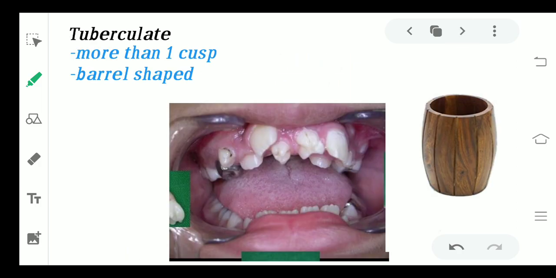Coming to the next one, that is tuberculate. Tuberculate is basically when the tooth produces more than one cusp or tubercle. Generally our central incisors do not have a cusp, they just have an incisor edge. But here in this condition you can see there are tooth structures having more than one cusp or maybe more than one tubercle. Now they are usually barrel shaped. This is what a barrel looks like, and here in this picture also you can see the tooth present between the central incisors is kind of barrel shaped. So what you need to know about the tuberculate is it has more than one cusp, is present between the central incisors generally, and is barrel shaped.